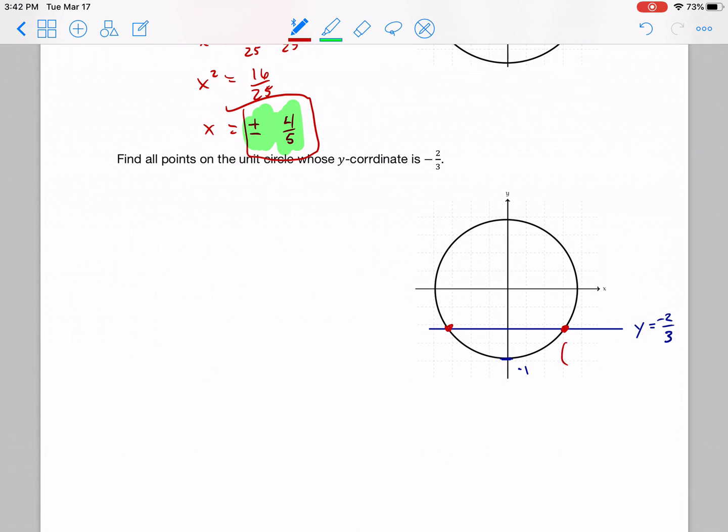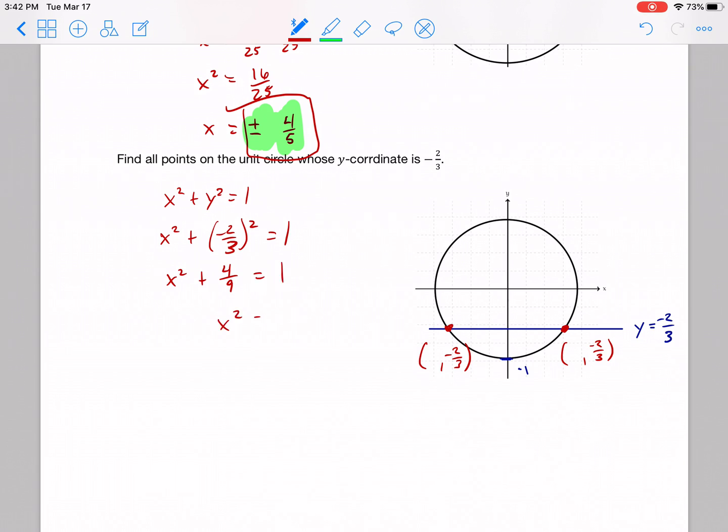So this will be some point x and then -2/3 for y, and this will be some point x and then -2/3 for y. And so we're going to do the same sort of thing. This one I'll work through a little faster as far as the algebra goes. x squared plus y squared equals 1. And we're going to plug in -2/3 for y, and go ahead and square it. x squared plus 4/9, because -2 times -2 is +4.